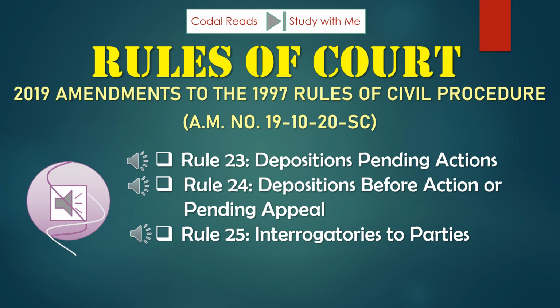D. The names or a description of the persons he or she expects will be adverse parties and their addresses so far as known. And E. The names and addresses of the persons to be examined and the substance of the testimony which he or she expects to elicit from each, and shall ask for an order authorizing the petitioner to take the depositions of the persons to be examined named in the petition for the purpose of perpetuating their testimony.